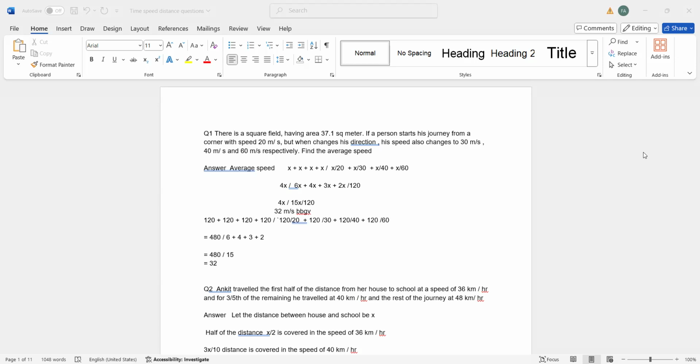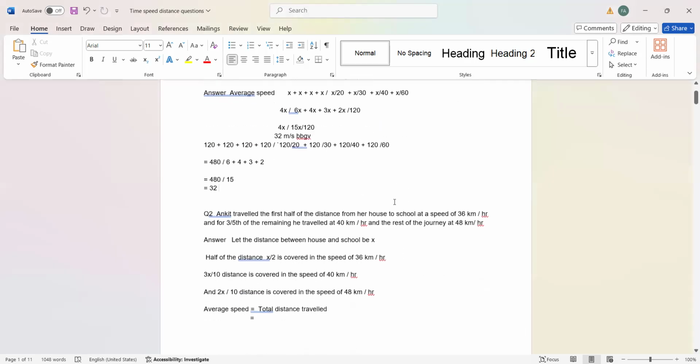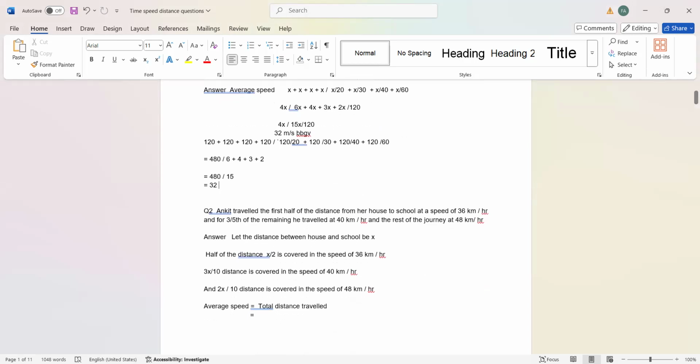Hey, so I'm back. Just a quick recap. We were discussing the concepts of average speed and relative speed. I will now share some questions that I have prepared. So these are the questions that you can probably see, and of course some of them are on relative speed. So I'll go to those first.